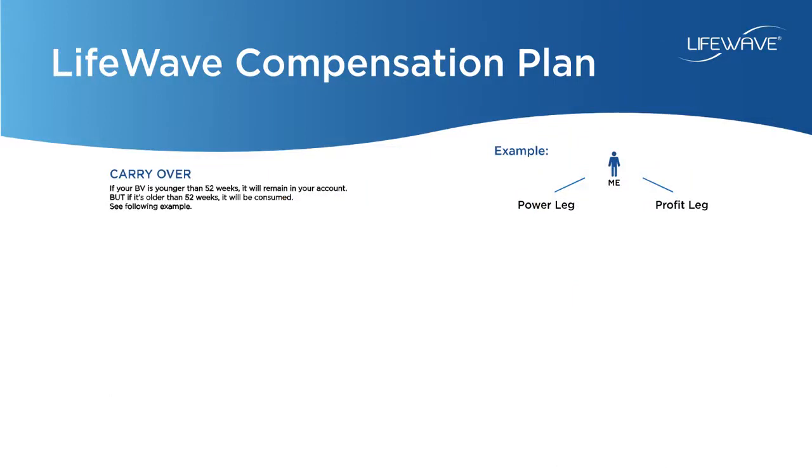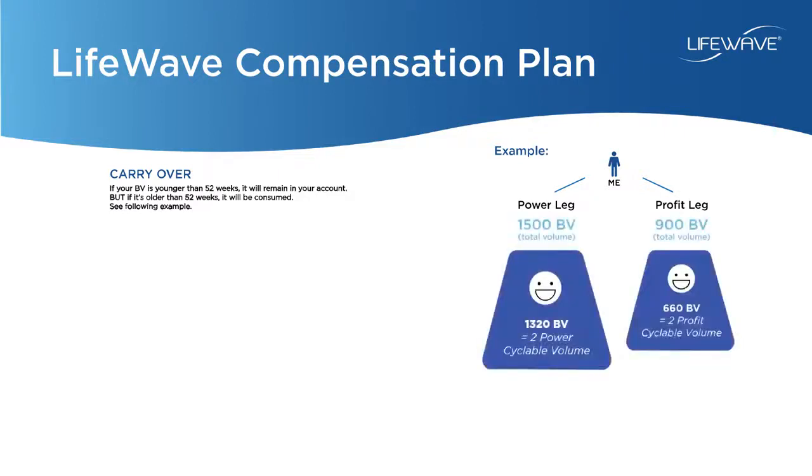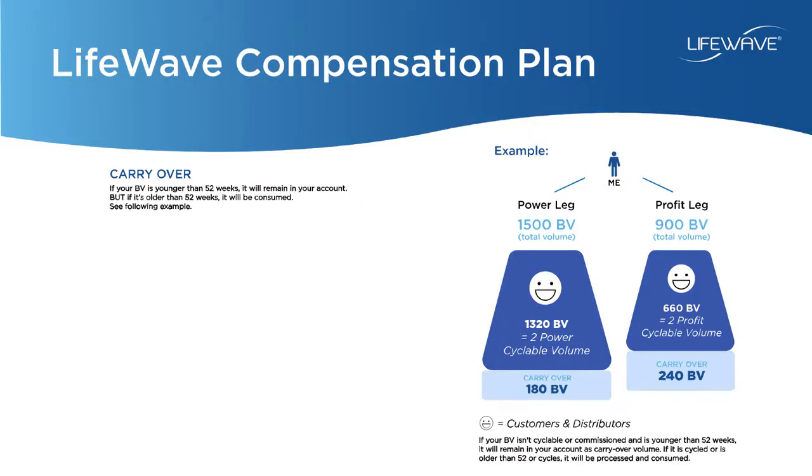Now, we talked a little bit about carryover volume, and this example can help you to understand a little bit about how carryover volume works. We talked about cyclable volume, right? So cyclable volume means any volume that meets that cycle ratio, and it could be 1 cycle, 2 cycles, 50 cycles. However many cycles that meet that ratio would be considered cyclable volume and will be processed and consumed from week to week. Any volume that doesn't meet that cycle ratio is considered carryover volume and will flow from week to week and be part of what you can utilize to cycle the following week.